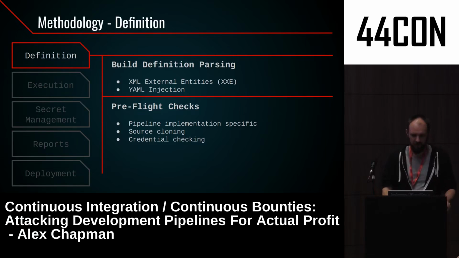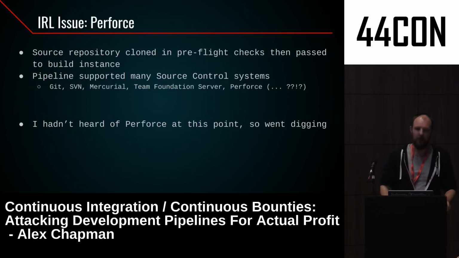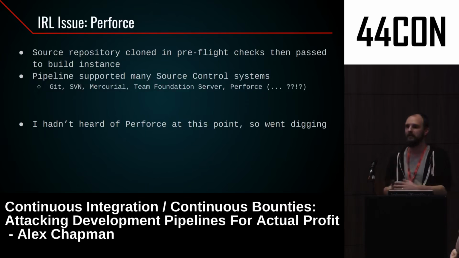But I want to dive into one of these and talk about an issue I found in real life on a reasonably popular build platform. Unfortunately, I can't tell you which one it was. So assessing this definition stage and the build system's pre-flight checks, I saw that it was cloning the repository before the build instance was being spun up. So the pipeline would clone the repository and then pass all of the files from the repository into the build instance. I thought that's a bit funny. Normally it happens in the instance, which clones the source. So is there anything I can do there?